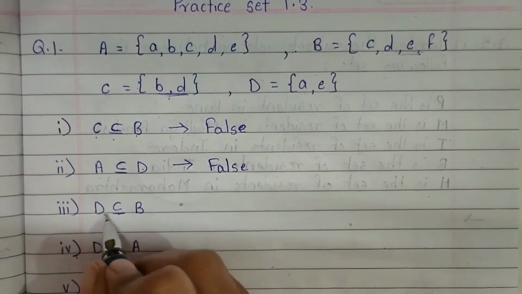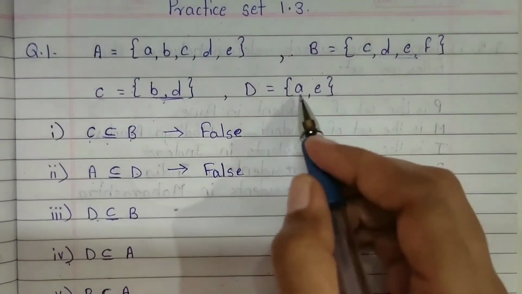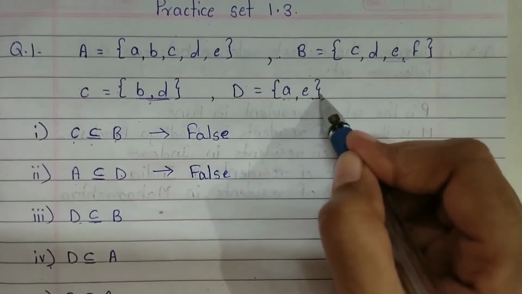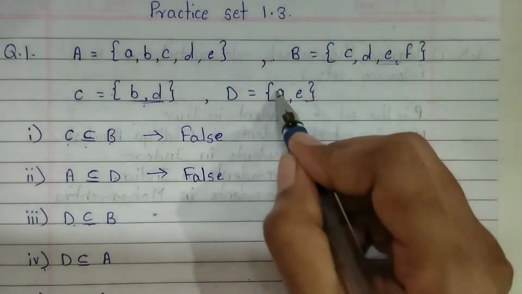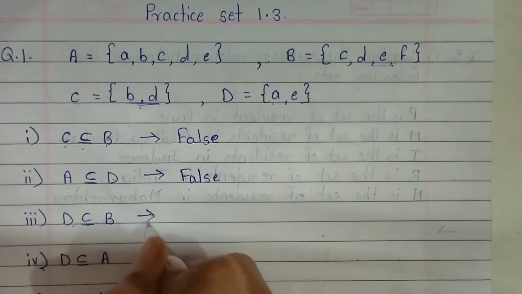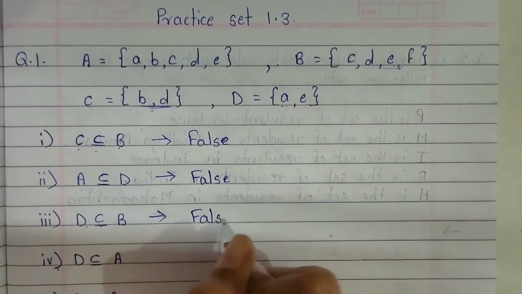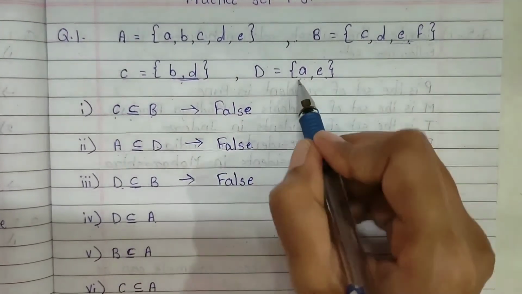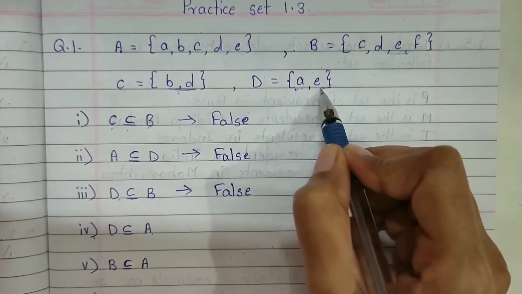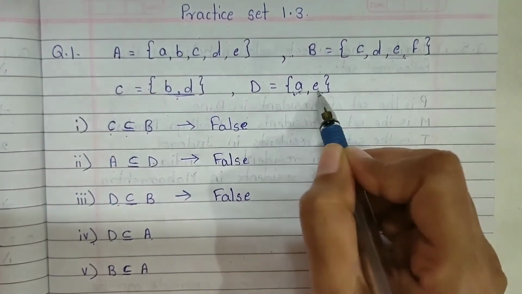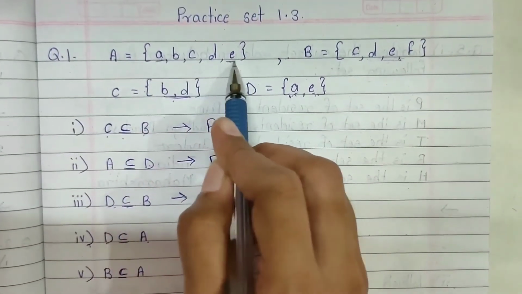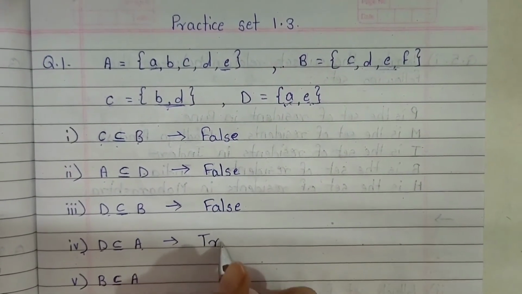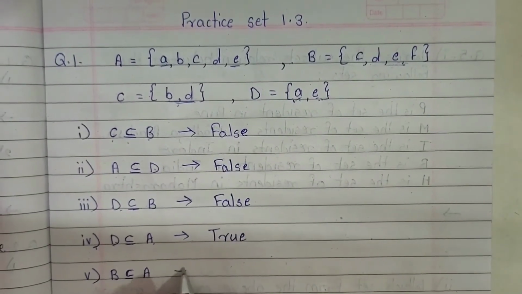Next one, D is a subset of B. D contains elements A and E. Check whether they are present in B. No, A is not there. So this statement is also false. D is a subset of A. Where is D? What do we have? A and E elements. So check whether A and E are present in set A. Yes. So we can say D is a subset of A. This statement is true.